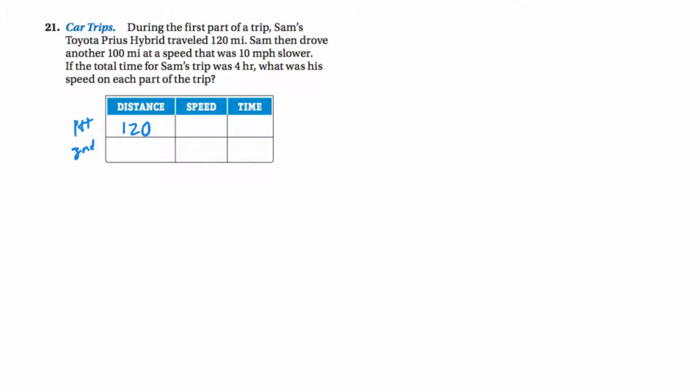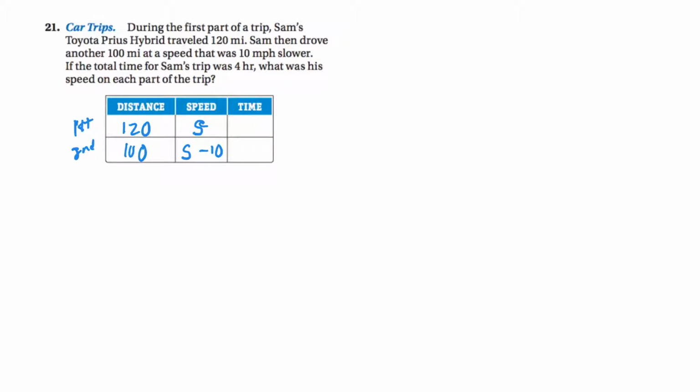We don't know how fast he went, so I'll call it S. And then he went 100, and he was 10 miles an hour slower. So it would be the original speed minus 10. And then the total time of the trip was 4 hours. So what was the speed during each part of the trip?